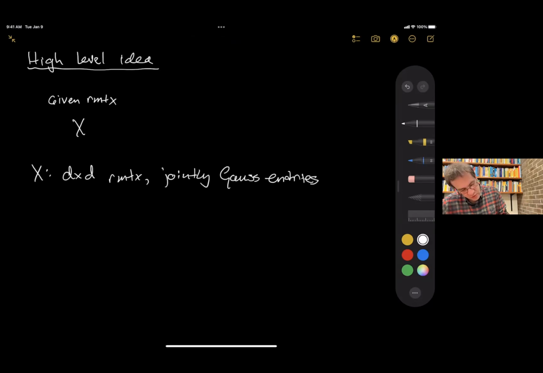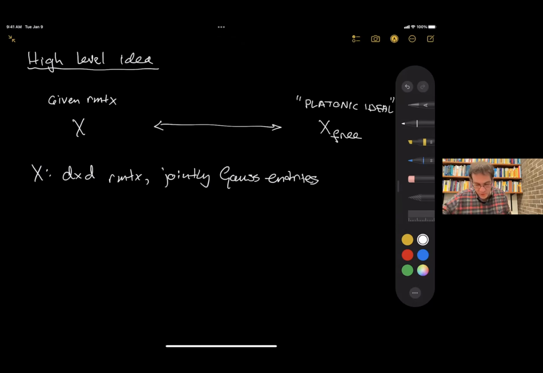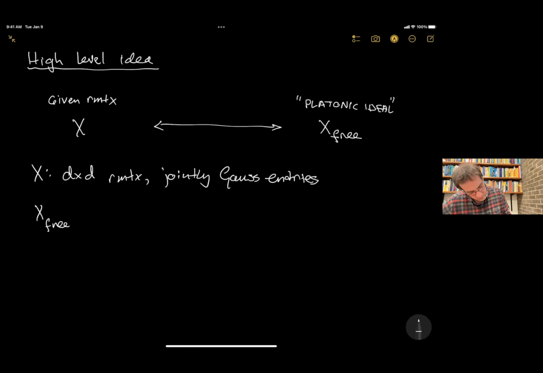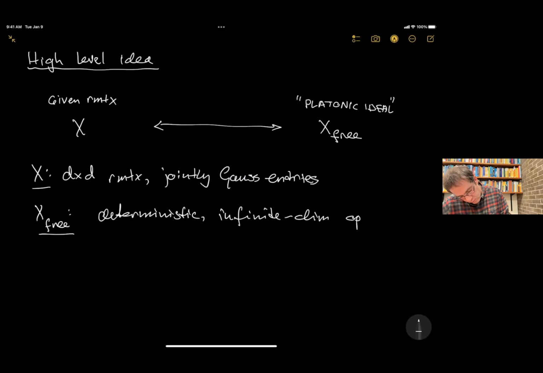what we are going to do is associate to this matrix an object called X free, which you should think about as the platonic ideal associated to this matrix. So what is this X free? This X free is a certain deterministic infinite dimensional operator whose spectrum models that of X.